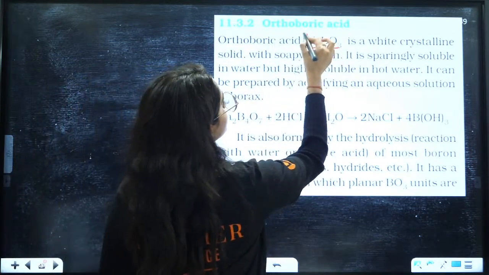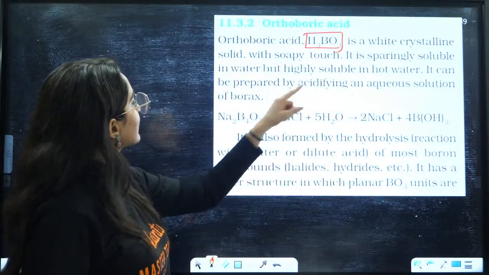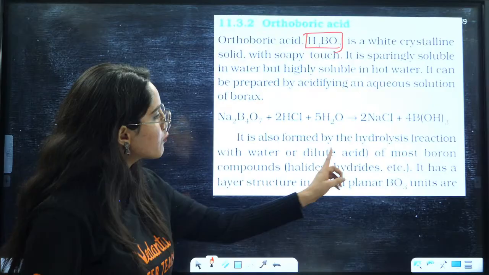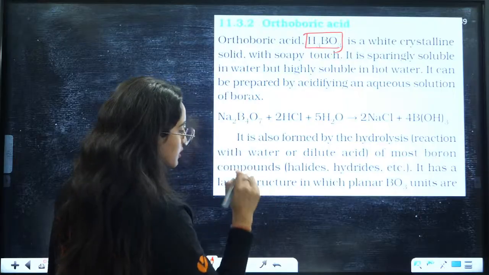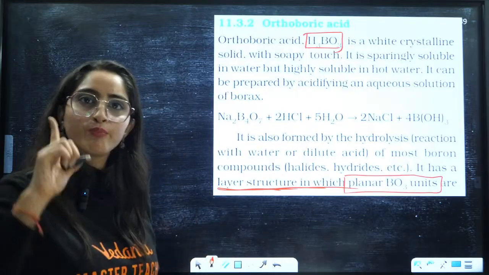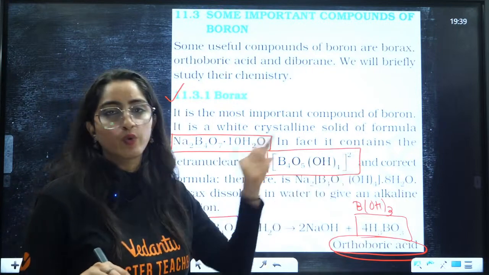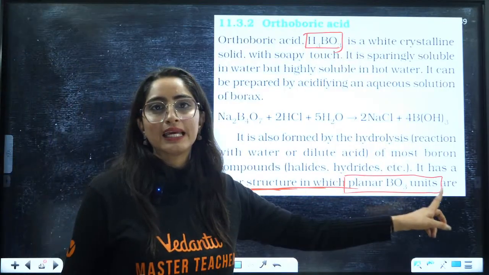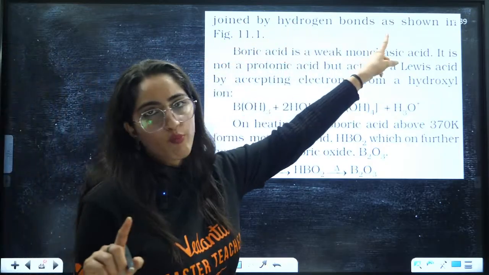This is H3BO3, a white crystalline solid with a soapy touch. It is sparingly soluble in water. It can be prepared by acidifying the solution; preparation is not that important for you. It is also formed by hydrolysis of boron compounds. It has a layer structure, and structure is important. It has a layer structure in which planar BO3 units are present. In borax, you need to remember the units: [B4O5(OH)4] 2 negative. In boric acid, you have BO3 units, and what is important to remember is that they are joined by hydrogen bonds.